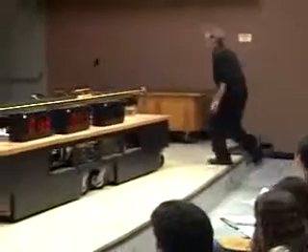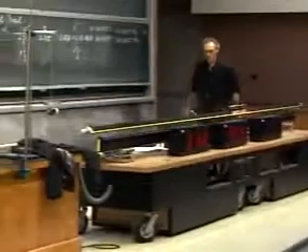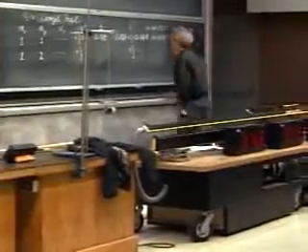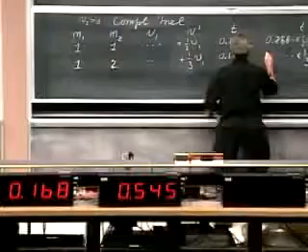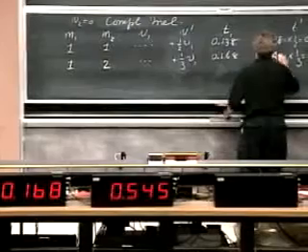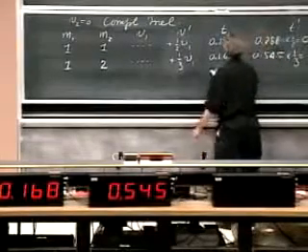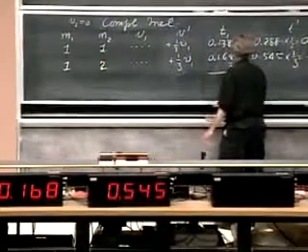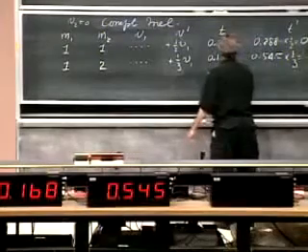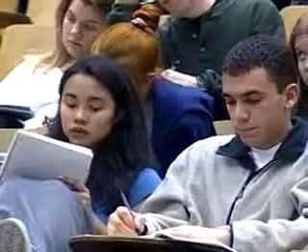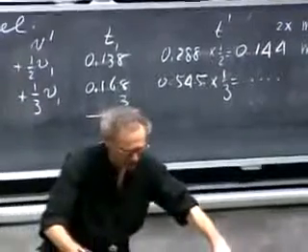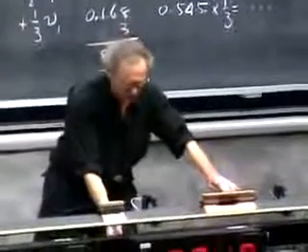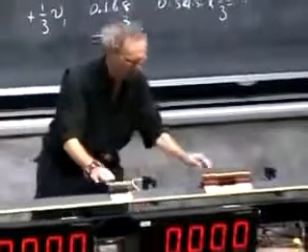168, 545. Multiply this by 3: 504, 545. 8% difference is a little high, but these things can happen. I told you they bounced. I didn't like that. And then they got stuck again.